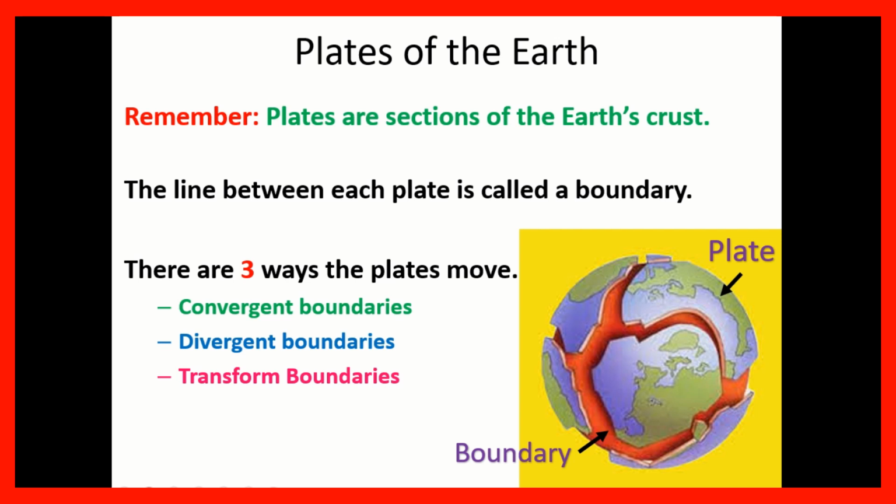As a review, remember plates are sections of the Earth's crust, and the line between each plate is called a boundary. The picture that's shown here is kind of an exaggeration as to what's going on on our planet, but it gives a clear indication of what a boundary is and what a plate is. Now, there are three ways that plates move. We've already learned about convergent boundaries. Now we're going to learn about divergent boundaries.